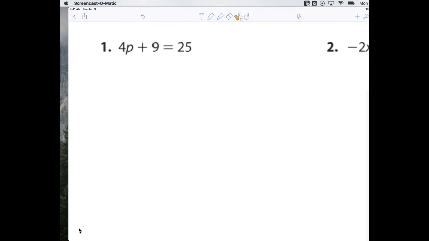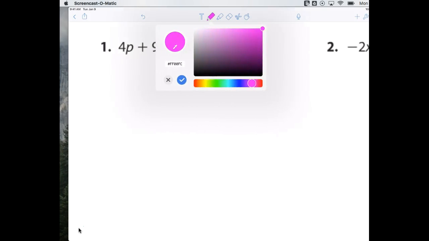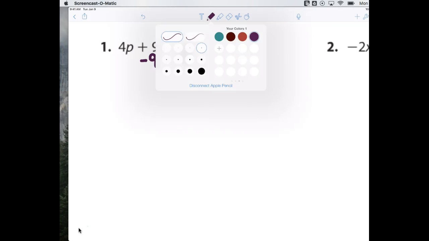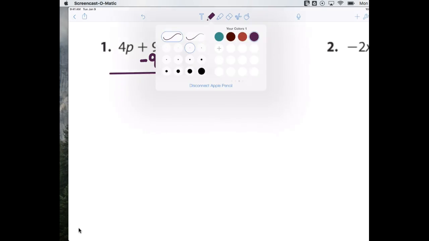Now everybody write down number 1. And let's look at what we are solving. All right, I said we're going backwards. So go backwards, we're going to eliminate the addition and subtraction first. Everybody have on their paper, 4p plus 9 equals 25. So the first thing you're going to do is underneath there you're going to put minus 9, minus 9. And the reason why you're doing that is because you're going to eliminate the addition and subtraction first.